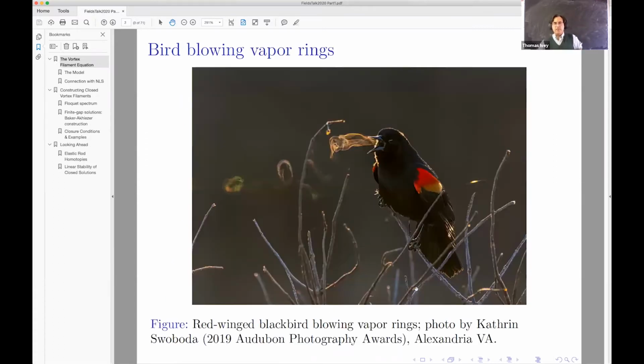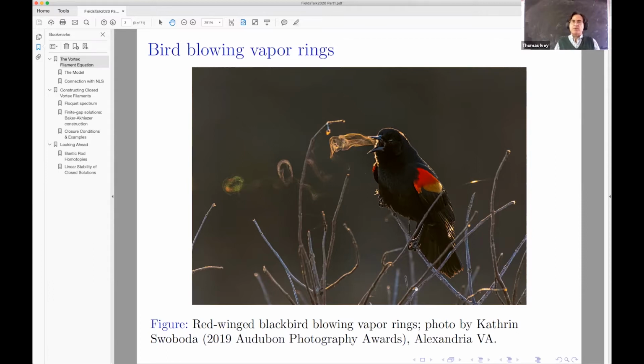So Annalisa found this cool photograph of a red-winged blackbird blowing smoke rings. I believe this was taken in Alexandria, Virginia, on maybe a cool fall morning. Of course, the smoke rings are being formed out of water vapor in the air. And so it's a beautiful kind of picture. And we saw the volcano Etna belching smoke rings the other day. Here's something that's a little bit more down to earth.